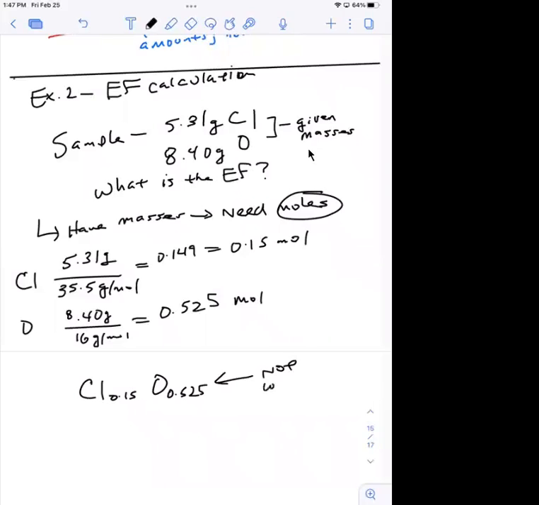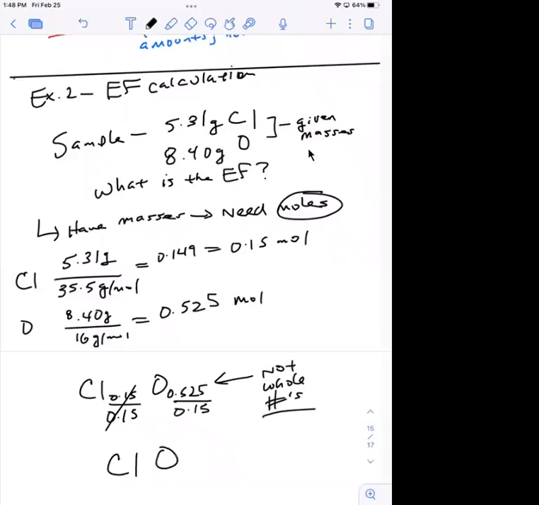Isn't this when we divide by the smaller mole? Right. So these are not whole numbers. So we want to go in and take the lowest number of moles and divide both by that. So this is going to be divided by 0.15. This is going to be divided by 0.15. That's going to cancel. So we're going to be left with Cl.